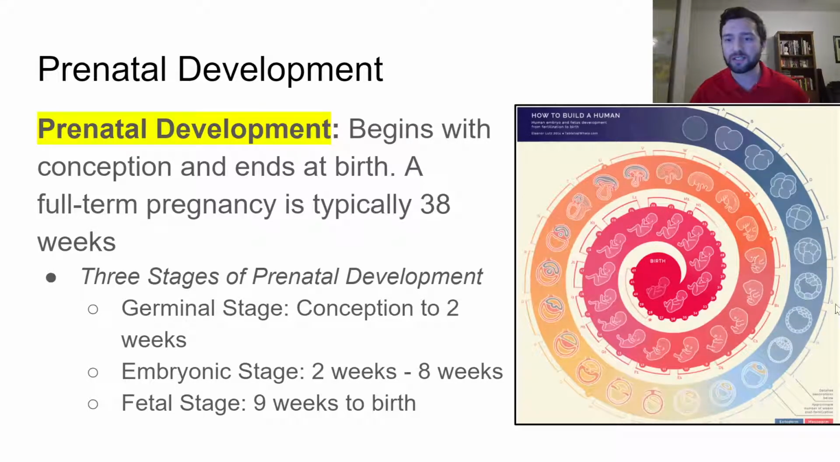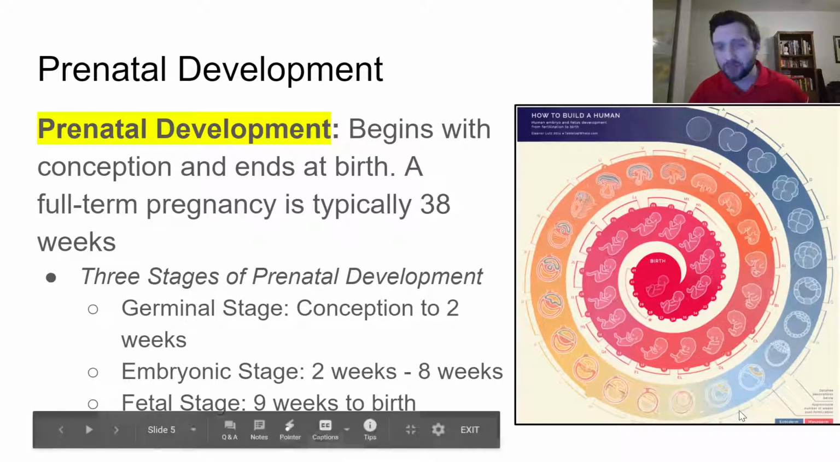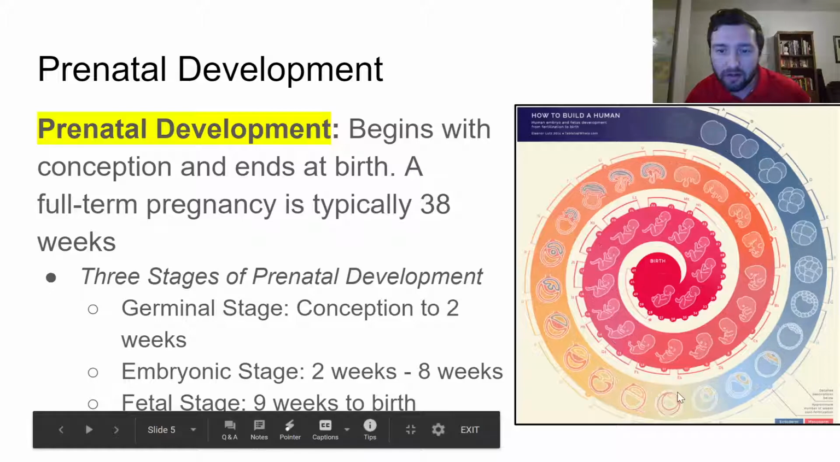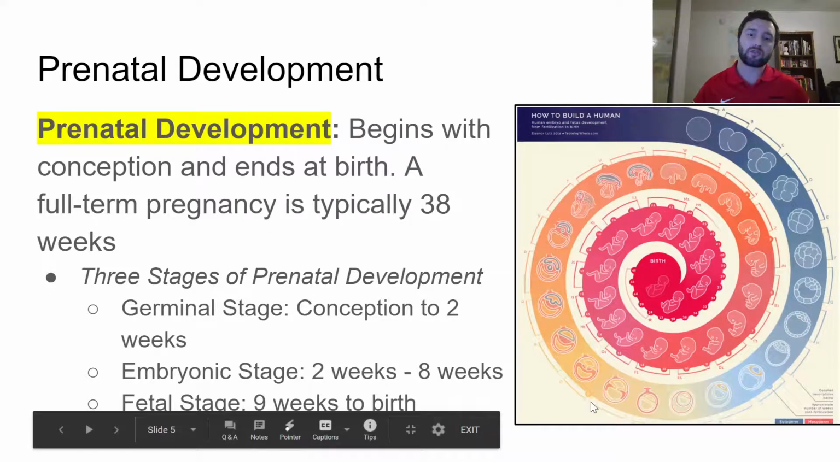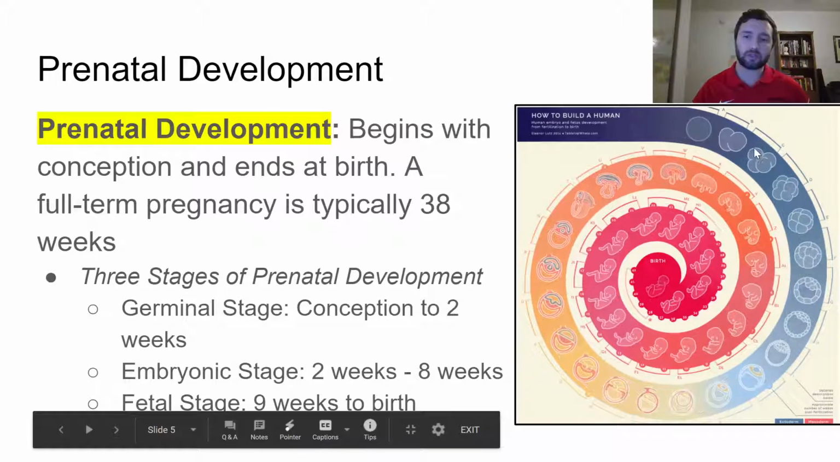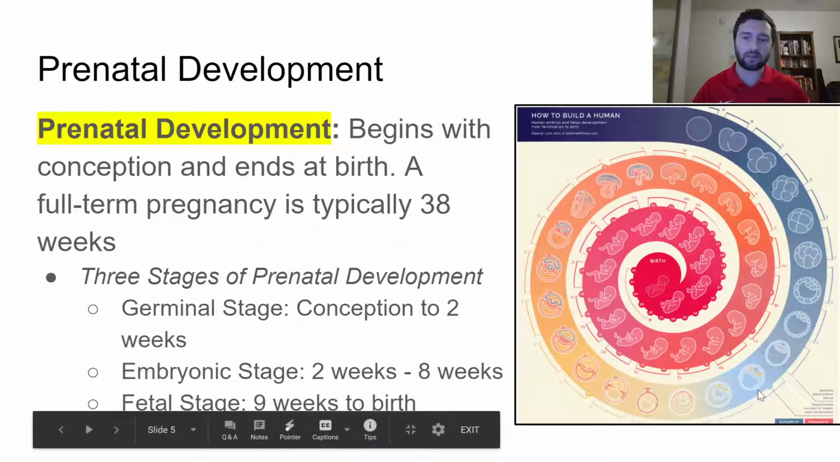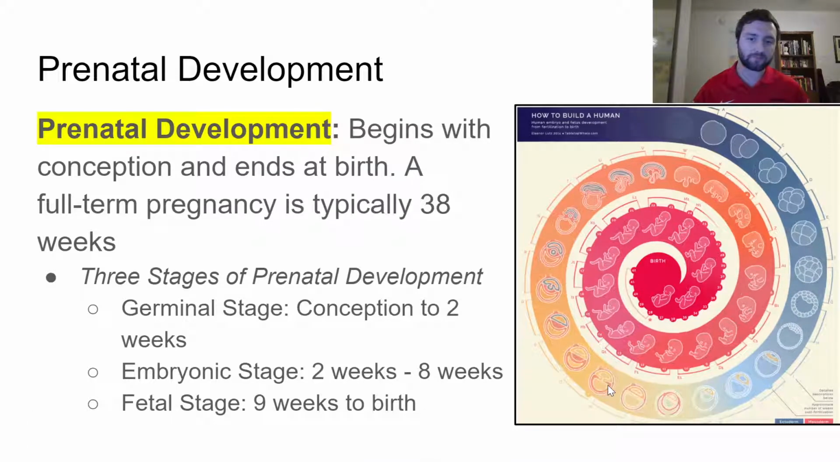It's a little hard to see here, but if you look, there are these little bubbles here. These are the weeks. You can see it says week 1 right about here, and week 2 right about here. So this whole first section is all our germinal stage. You can basically see it's just the development of a cell. If you look at it, you can tell this is just one cell that's developing.